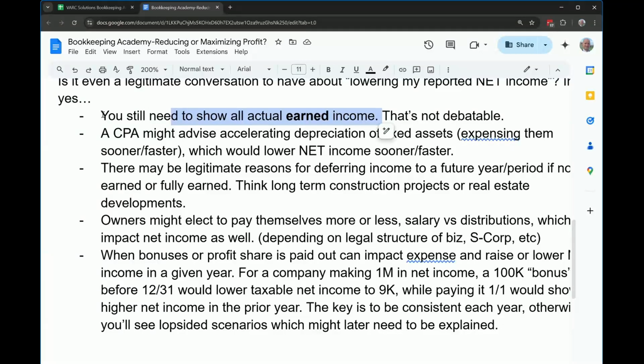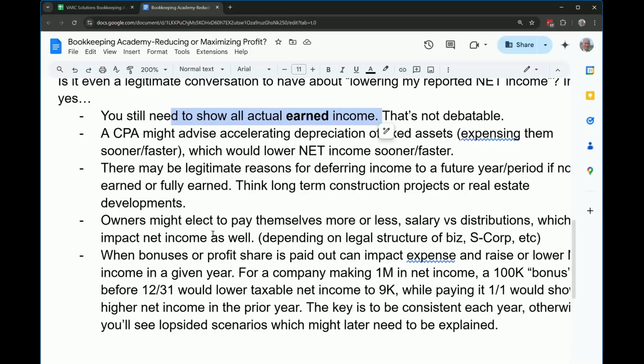However, there are things that a CPA might suggest in terms of depreciation of fixed assets. They might say, hey, you've got this piece of equipment that otherwise might be depreciated over 10 years, but quite frankly, it's not going to be usable in 3. So we might need to accelerate the depreciation of that asset, which would increase my near-term expenses and lower my net income. And that's a completely legitimate thing to do.